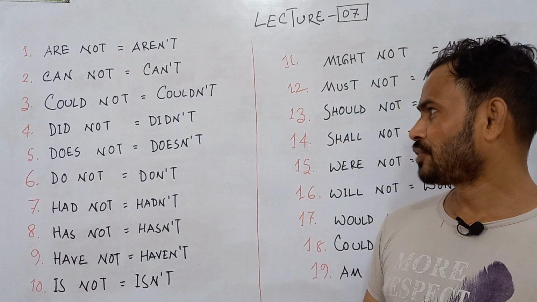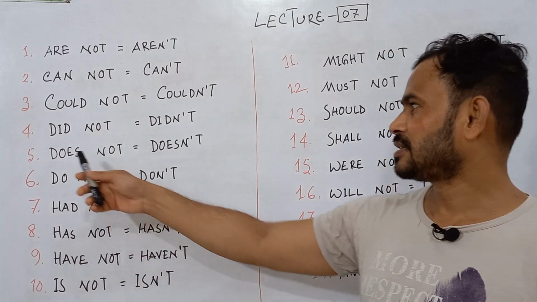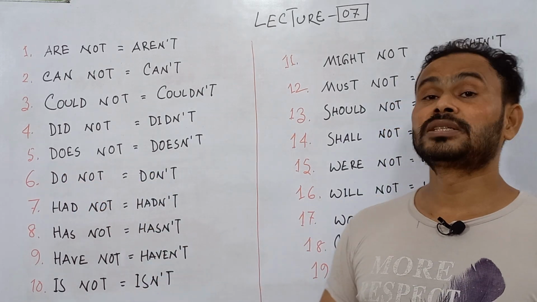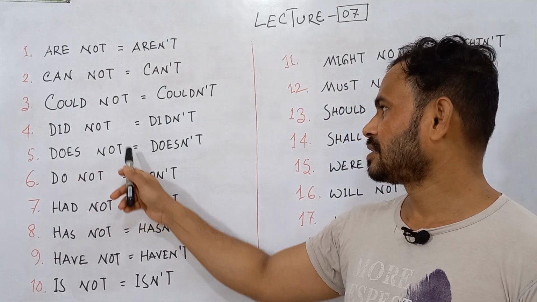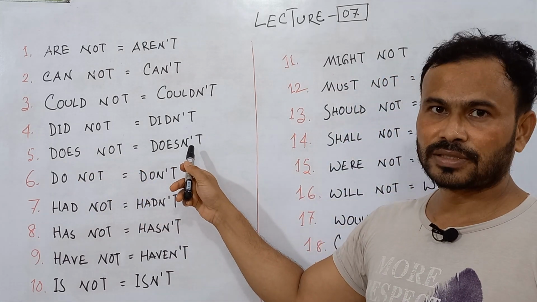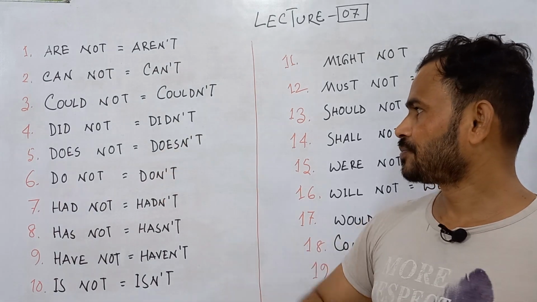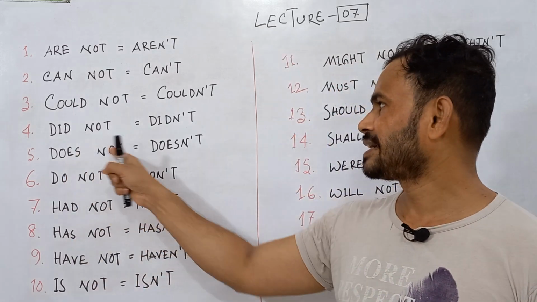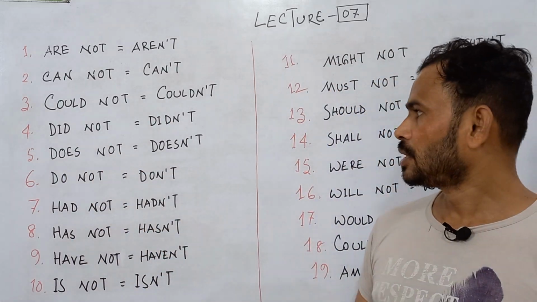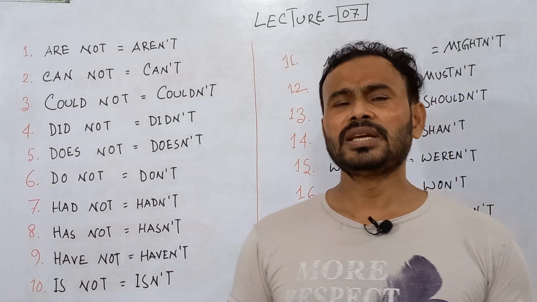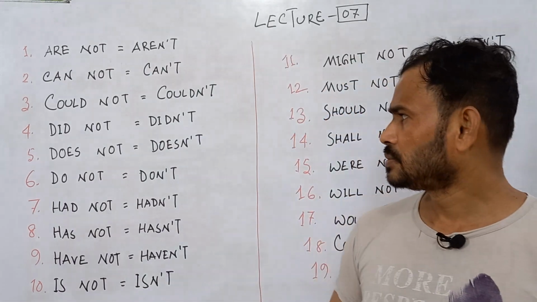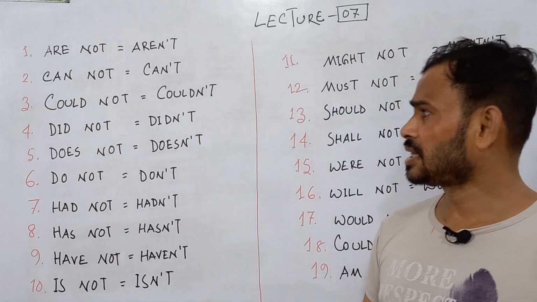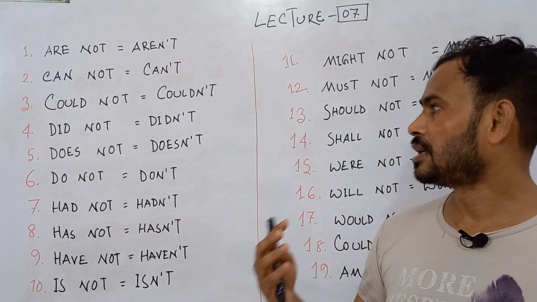Okay, friends. My next phrase is does not, and the contracted form of does not is doesn't. If you want to make a sentence for does not, the sentence should be, he does not go to university today.